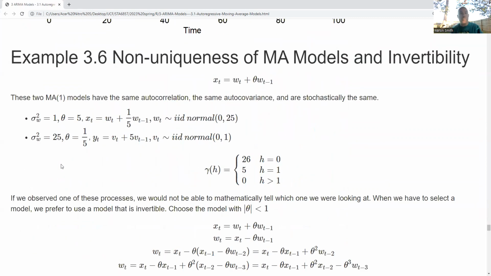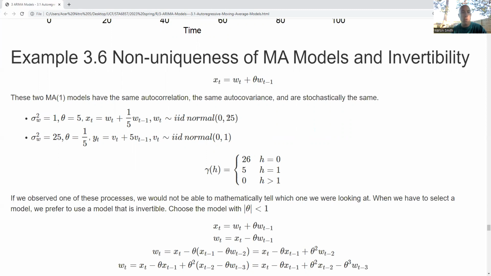All right, so let's go ahead and dig deeper into that non-uniqueness aspect that I talked about a moment ago. All right, so if I take an MA1 model, let's say that we're going to take 2 models and they're going to be stochastically the same, that is, they're going to have the same distribution for their observations. First one, we're going to say that the variance of the white noise is going to be equal to 1.